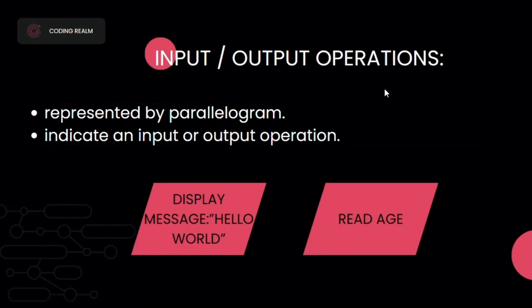Second, input and output operations. It's represented by a parallelogram. It indicates an input or output operation like this. For example, display the message hello world, or read age. It's an output because I need to print this on the screen. Every message I need to print on the screen, I need to use the input output operation. It's represented by a parallelogram.